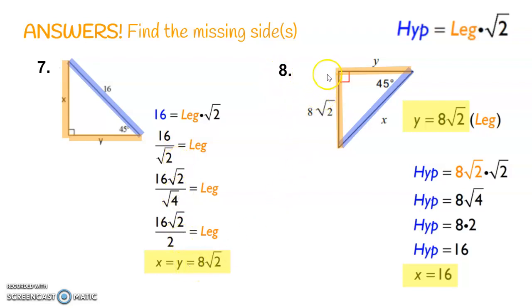For problem number 8, this time you were given a leg. So in your formula, you were replacing leg with 8 root 2. Again, be careful with your algebra here. The square root of 2 times the square root of 2 is the square root of 4, which is a perfect square of 2. And 8 times 2 is 16.